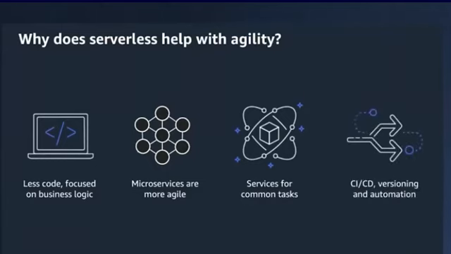Serverless also helps with CI/CD, versioning, and automation. And one way it does that is with infrastructure as code using CloudFormation and SAM. SAM is the serverless application model, and it's an open source framework for building serverless applications. And so when you use infrastructure as code, you can use SAM templates to deploy resources to specified environments. And this type of automation is what helps minimize environment differences. With serverless, you can make changes faster and more reliably.